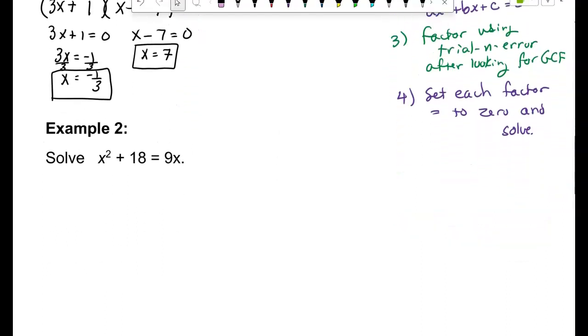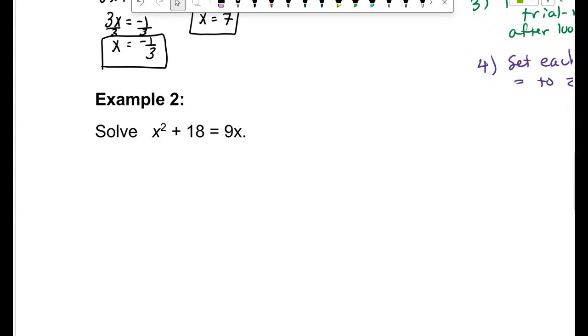Let's look at the next example and see if we got this down. Okay, when we look at, we see x squared plus 18 equals 9x. Is that a linear equation?